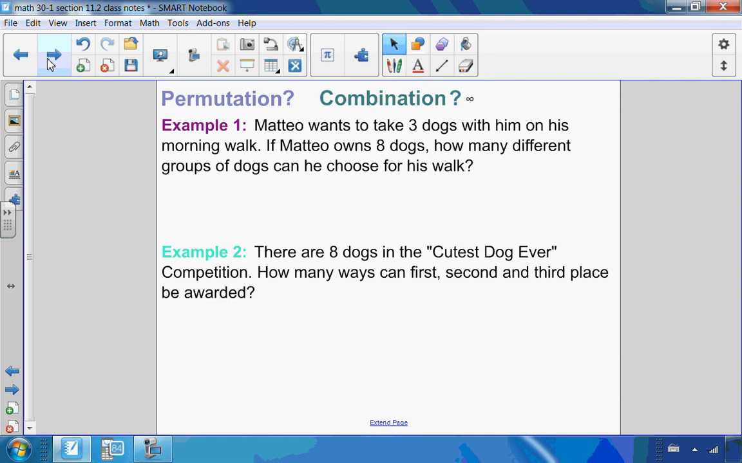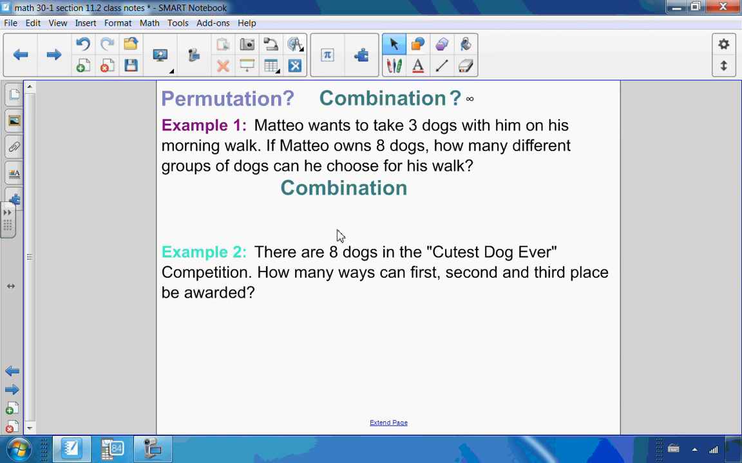Okay, 2 examples here. Mateo wants to take 3 dogs with him on his morning walk. If Mateo owns 8 dogs, now Mateo is my son and I could totally see him owning 8 dogs because he loves dogs. How many different groups of dogs can he choose for his walk? So does order matter? I'm selecting 3 dogs to go on the walk. Does it matter if I select this one first, that one second, or that one third? Maybe to the dogs it might matter because they think they're not going on the walk, but really it doesn't matter. It's a combination. We're just selecting the dogs. Doesn't matter the order. Now let's compare that to example number 2.